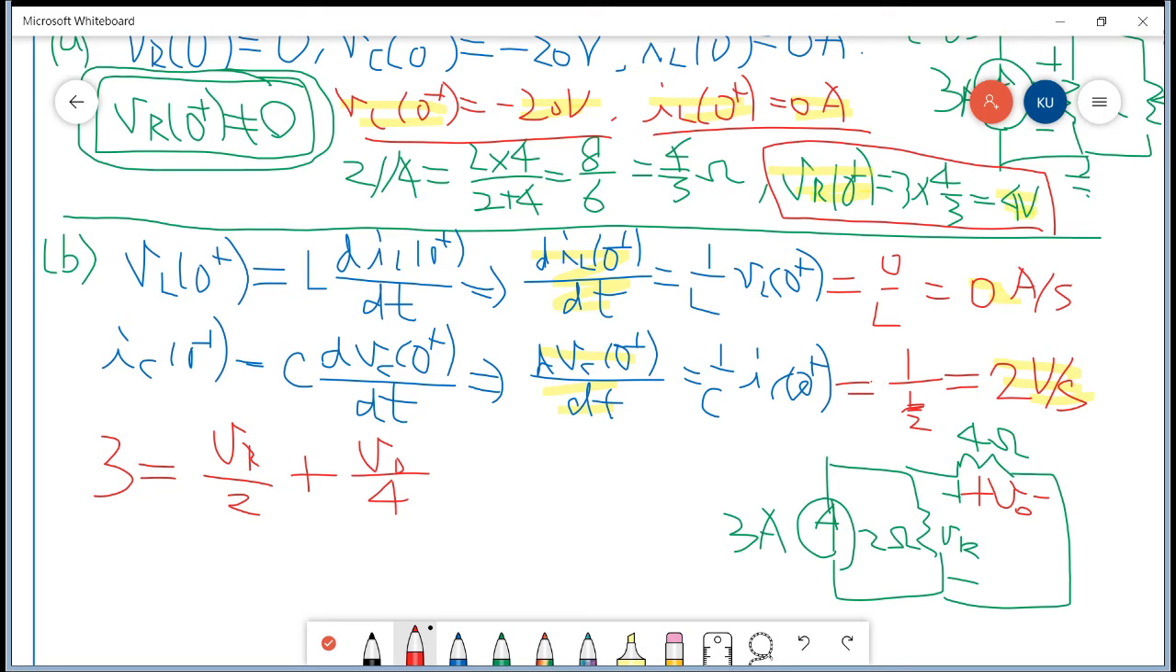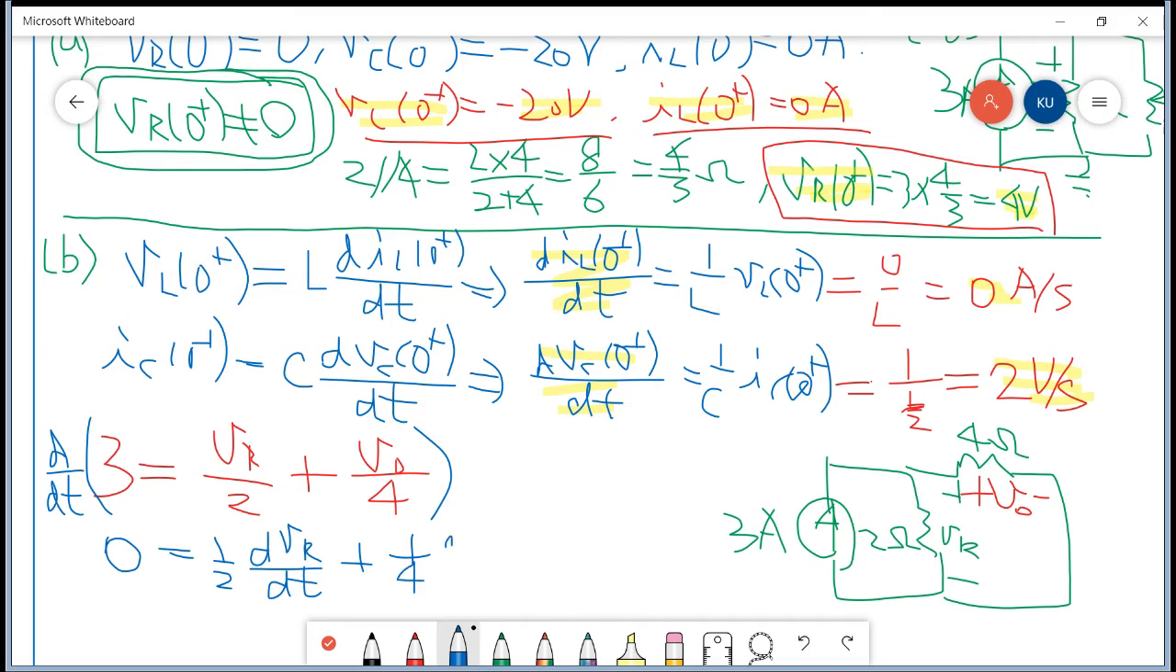So we take the derivative from both sides. 3 is a constant, so on the left hand side, the derivative of a constant is 0. And for this case, we have dVR/dt over 2, and this is 1/4 dVO/dt.